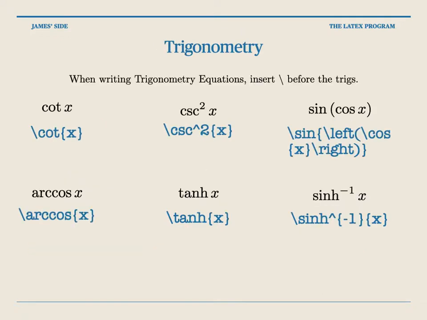Okay, and then we're going to talk about some trigonometry. When you're typing or writing trigonometry equations, you just have to insert a backslash before the trig. For example, if you have cotangent, you just have backslash cot, and it will display as itself. Also, when you are trying to insert a power after it, it's fine to do that. And when you have parentheses, you also have to follow the bracket rules that we talked about before.